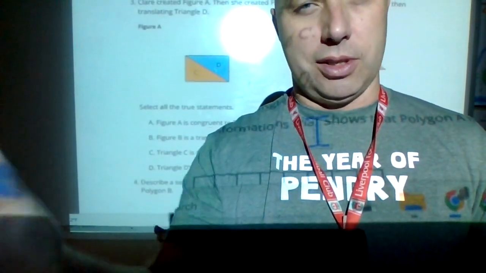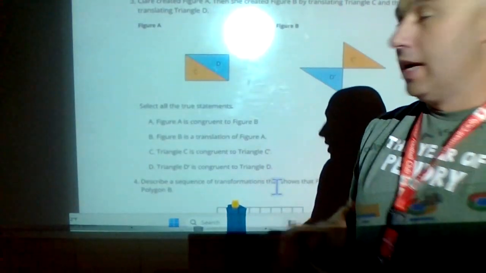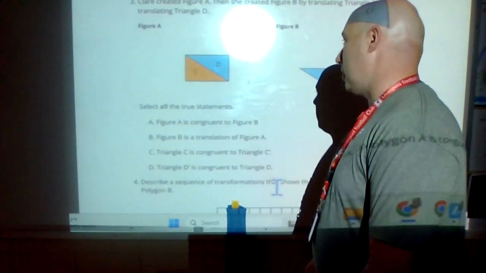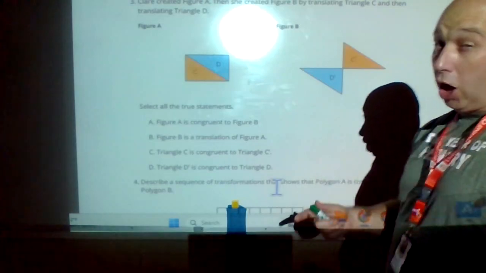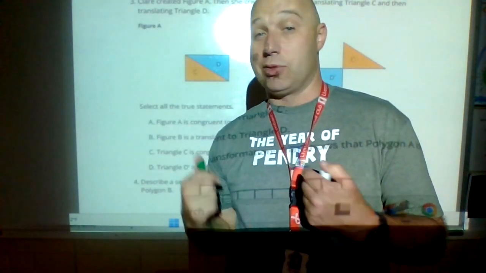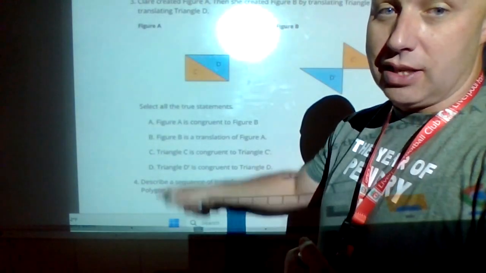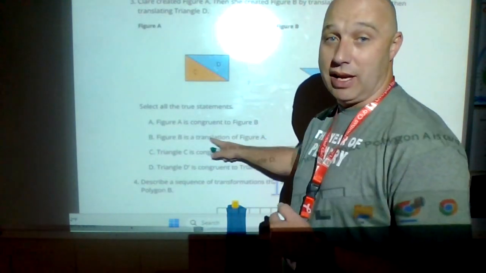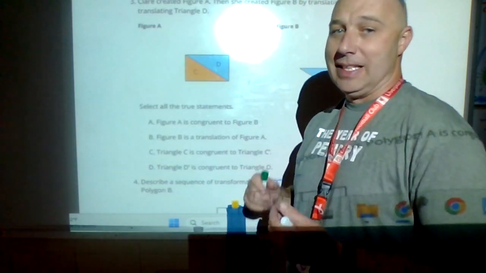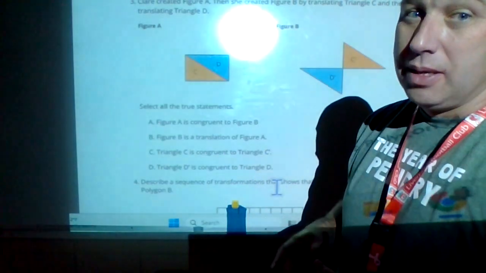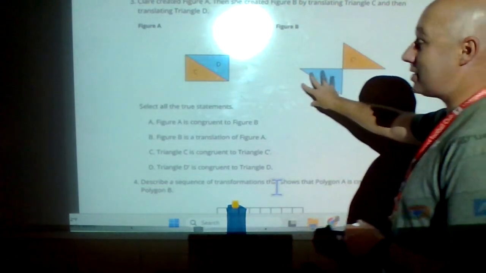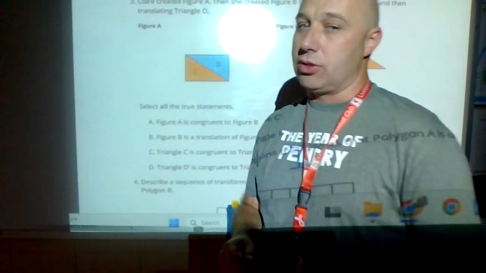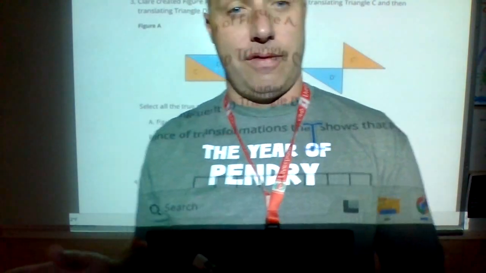Now, anytime we say all the true statements, you got to be assuming there's more than one. So let's read through them carefully. It says figure A is congruent to figure B. Well, this and this are not exactly the same. They have the same parts, but they're not exactly the same. So I would not say that they're congruent. It says figure B is a translation of figure A. I wouldn't say that either, because I can't slide this whole thing and make this. The piece is slid, but not the whole thing. So I'm not going to say that figure B is a translation of figure A.